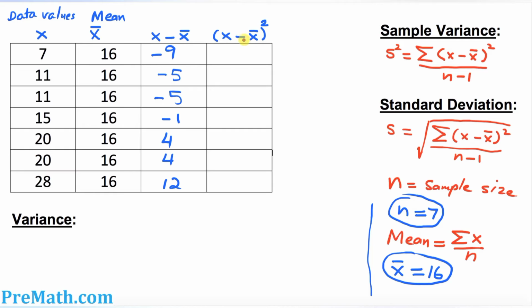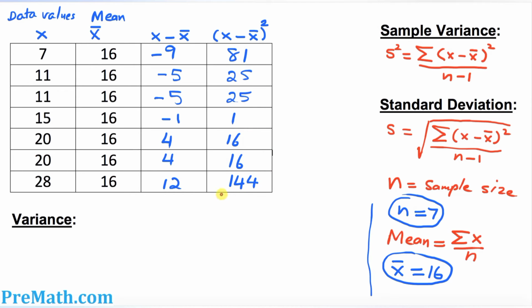And for the final column, on the right hand side, we're going to square the values that we just figured out. So negative 9 squared, negative 5 squared, all the way. Negative 9 squared becomes 81. Negative 5 squared becomes 25, 25, 1, 16, 16, and 144. That's the very first step.